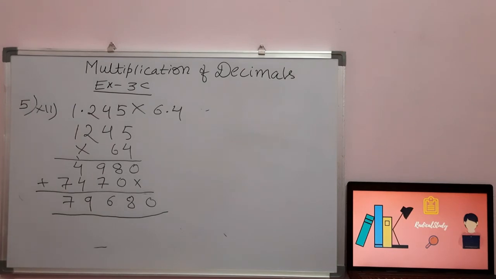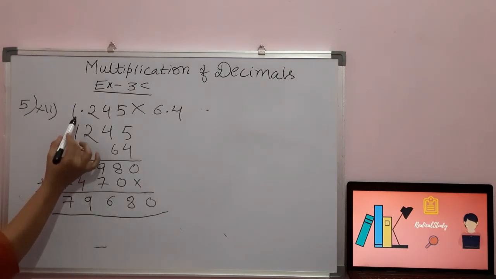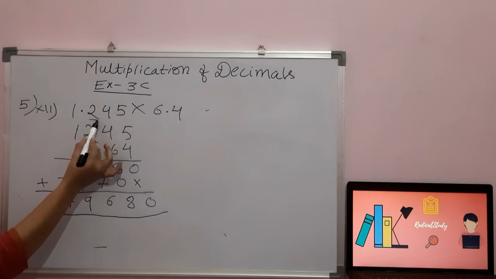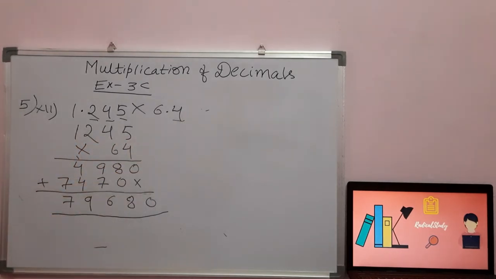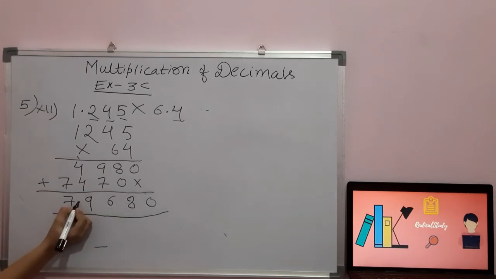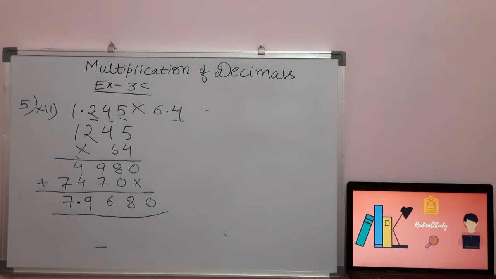Now what we have to do? Count the number of decimal places after the decimal in both the numbers. 1, 2, 3, 4. How many places? 4 places. 1, 2, 3, 4. So here it will be the decimal. The answer will be 7.9680. Right students? Now I am going to explain you the 6th question.